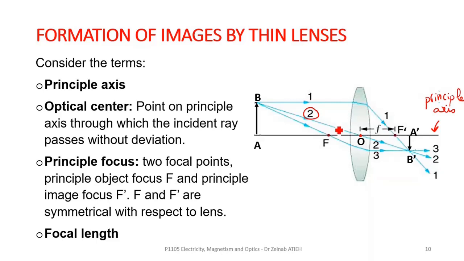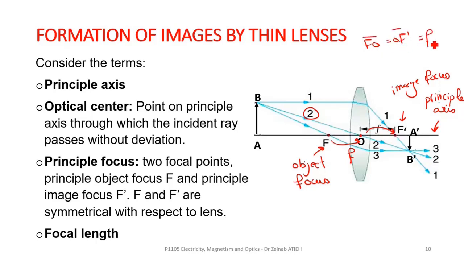Again, we have two focal points. The first one is F. We have a converging lens, so F and F prime are real. F is the object focus, and it is real. The distance from F to O is equal to f, you can see. F prime is the image focus, and OF prime is also equal to f. So again, FO equals OF prime equals f. It is positive in my case because I have a converging lens. Remember, F and F prime are symmetrical with respect to O. f is called the focal length.